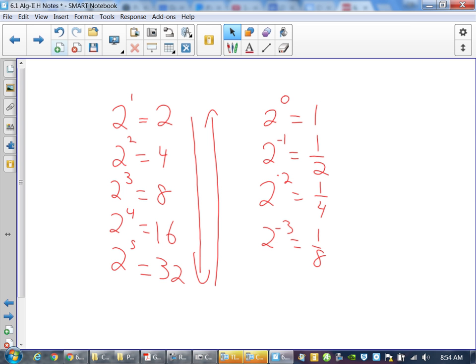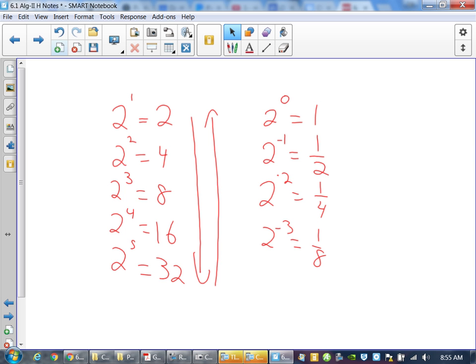What's happening here is, as you are going up, you're multiplying by 2. As you're going the other direction, you're dividing by 2. So each time you're dividing by 2, you're cutting something in half. What's half of a half? A fourth. Half of a fourth? An eighth. Half of an eighth? A 16th. Half of a 16th, 32nd, and so on. So you get this whole idea of being able to work with your exponents.